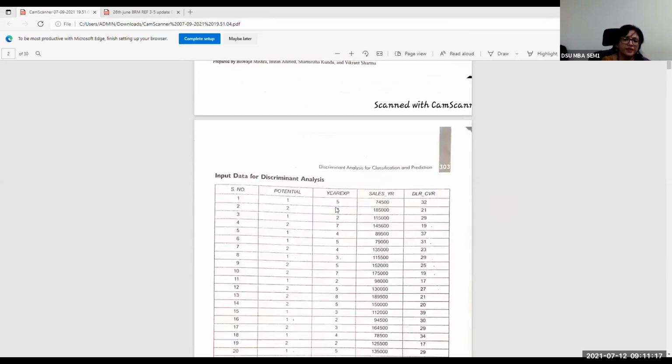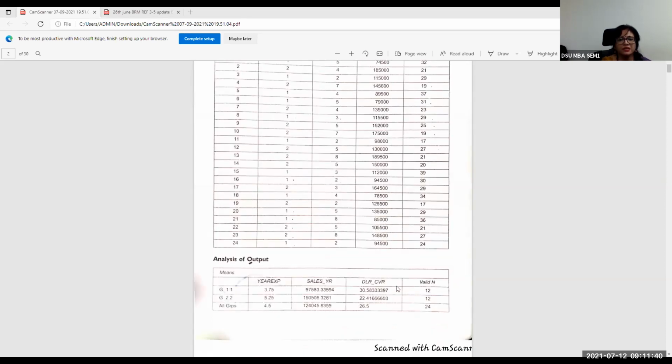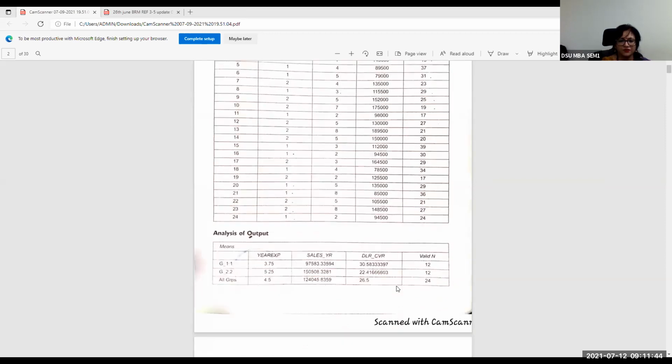The other inputs taken in this case were the number of years of experience, which was a continuous variable, the sales amount produced by the TSI in rupees, and the number of dealers covered by the TSI in numbers, also a continuous variable. So in this case, the independent variables were continuous variables, and the dependent variable was whether somebody could be categorized as a successful TSI or an unsuccessful TSI.